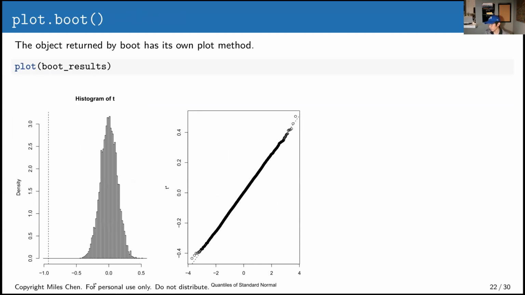There are a few functions when you use library boot. You can just call plot on your boot results, and you get this histogram and QQ norm. This is the histogram of all of the differences that we observed. So when you look at T, this is the histogram you get.